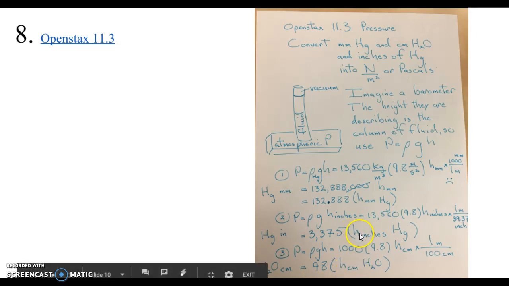And finally, if you have inches of mercury, the way Americans like to report barometric pressure, we're back to the density of mercury, 13,560 kilograms per cubic meter, multiplied by 9.8, and there are 39.37 inches per 1 meter. So we're going to divide by 39.37. Those three conversion factors combine to 3,375. So just take your inches of mercury and multiply by 3,375, and that'll change it into pascals, newtons per square meter.